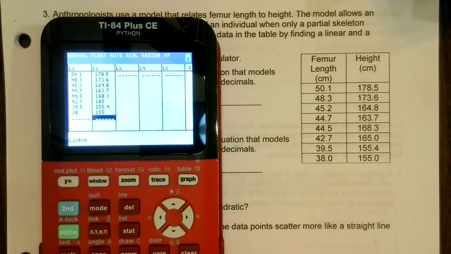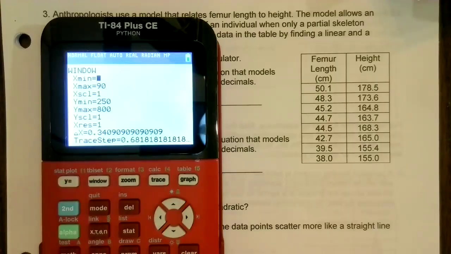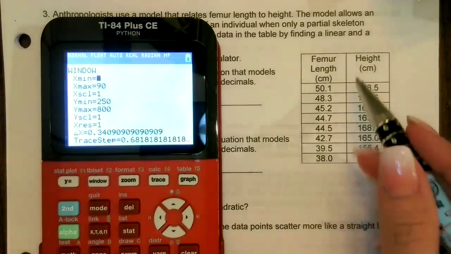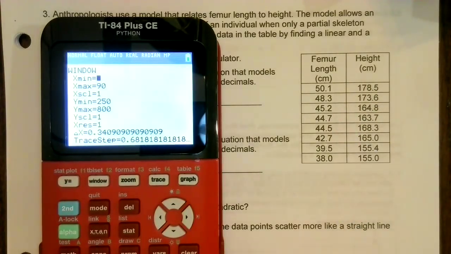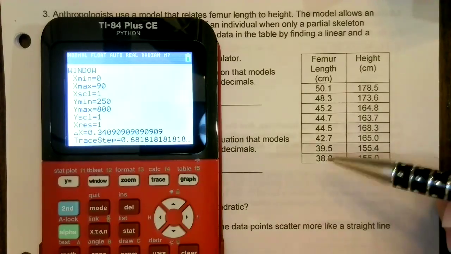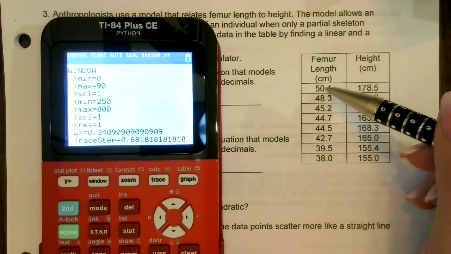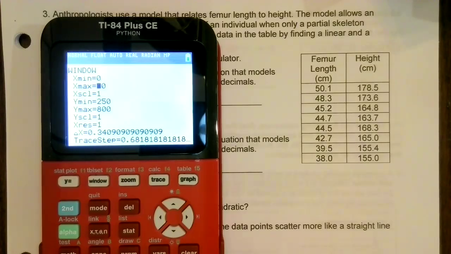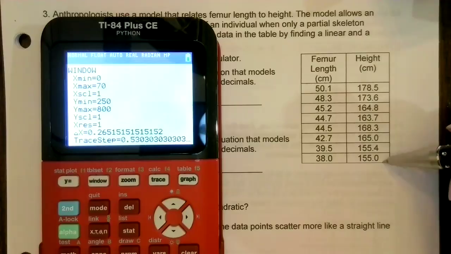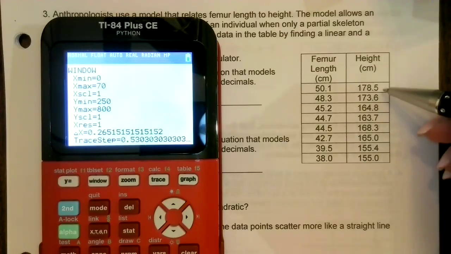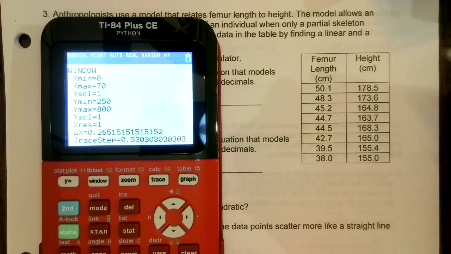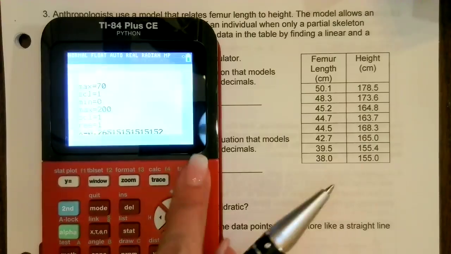I'm probably going to have to adjust my window again because remember we had adjusted it for the other one, so we want to make sure we see this data really well. So 0 could still be my minimum. I need to see all the way up to 50, so I want something above that. I'm going to go to 70 should be enough. On this side here, my smallest value is 155. My biggest value is 179, so I want to see at least to that. So I'm going to go 0 to 200 there. That'll allow me to see all those values.